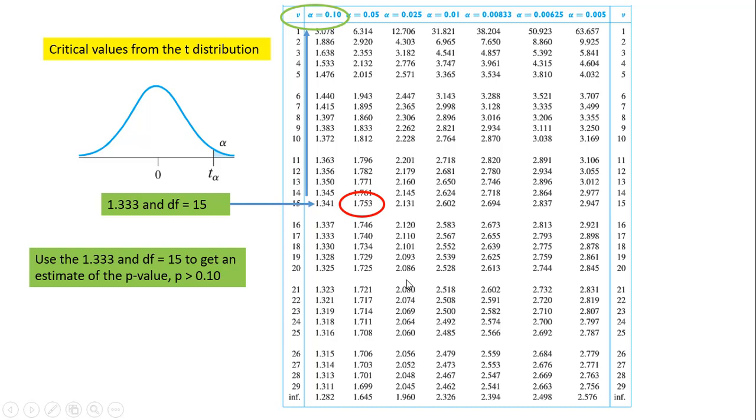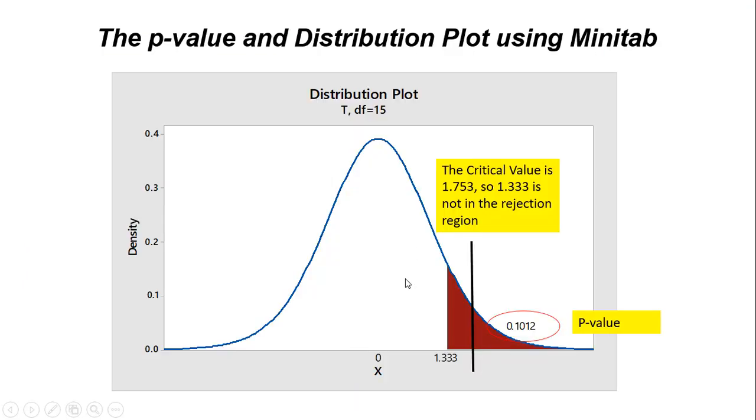Okay, so just another minute on this example. If we use Minitab, we could create a distribution plot to understand what the p-value is. So here the p-value represents the probability that t is greater than 1.333. And Minitab outputs this over here. We get 0.1012. So remember our bound was just p is greater than 0.10. So that was actually a fairly good bound. It turns out it's just a little bit more than 0.10.